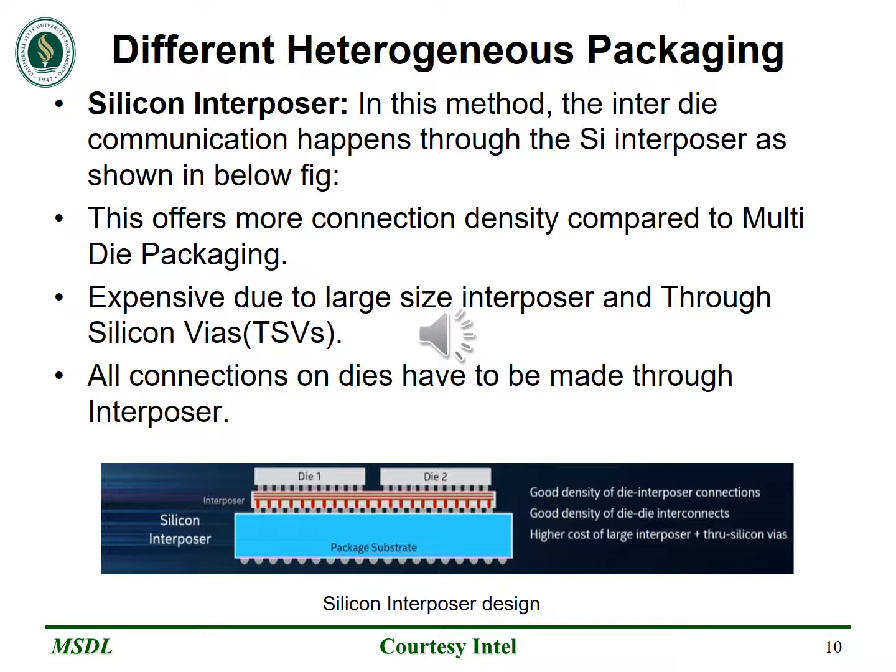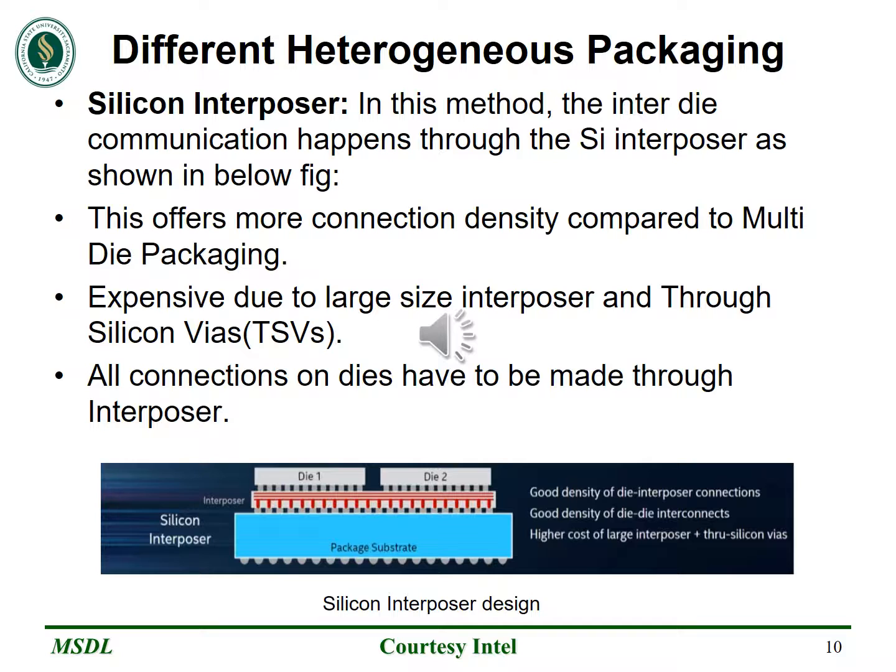Let's discuss the second one, silicon interposer. In this method, the inter-die communications happen through the silicon interposer as shown in the figure below. We can clearly see how die 1 and die 2 are connected with the interposer. And here all the dies have to be connected with the interposer. This offers more connection density compared to the multi-die packaging, and it is also expensive due to the larger size interposer and through silicon vias.